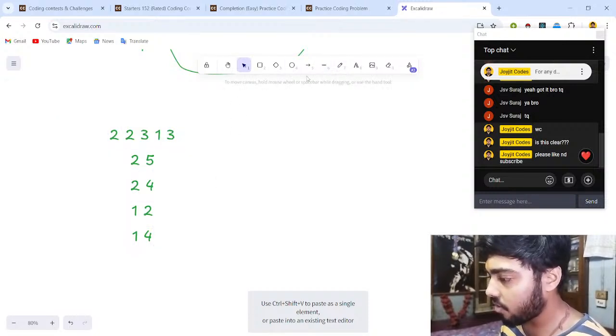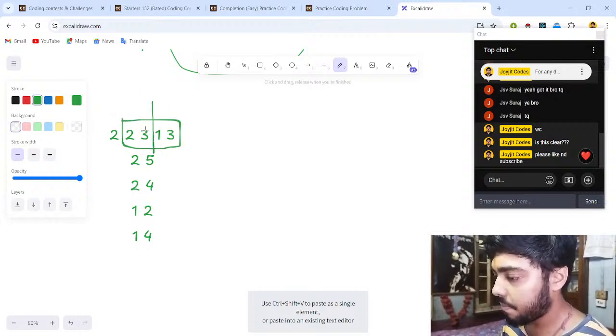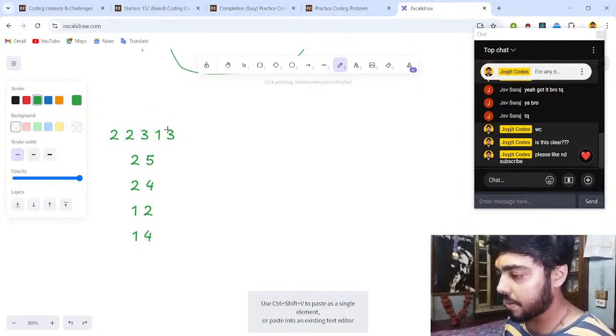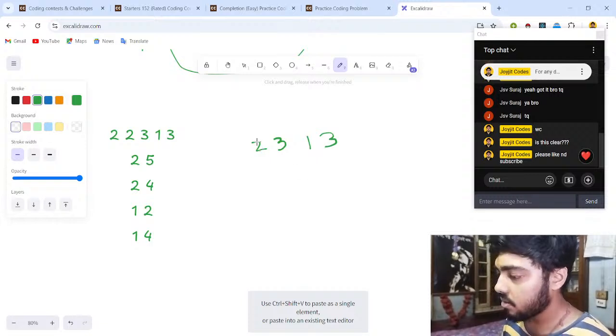So if we are going to go for 2,5, it means that this thing... So over here, if we draw a partition, this and this are not equal, right? Both of them are not equal. Now 2 3 1 3, right? 2 3 1 3. Now this is a perfect anti-palindrome.